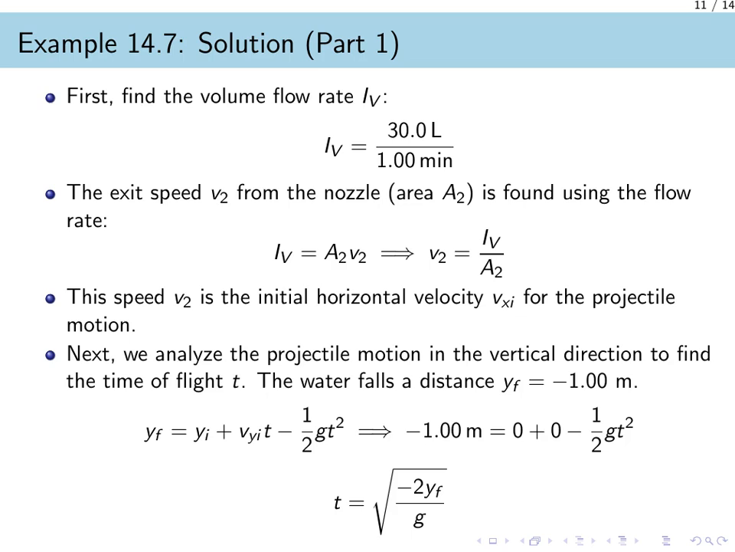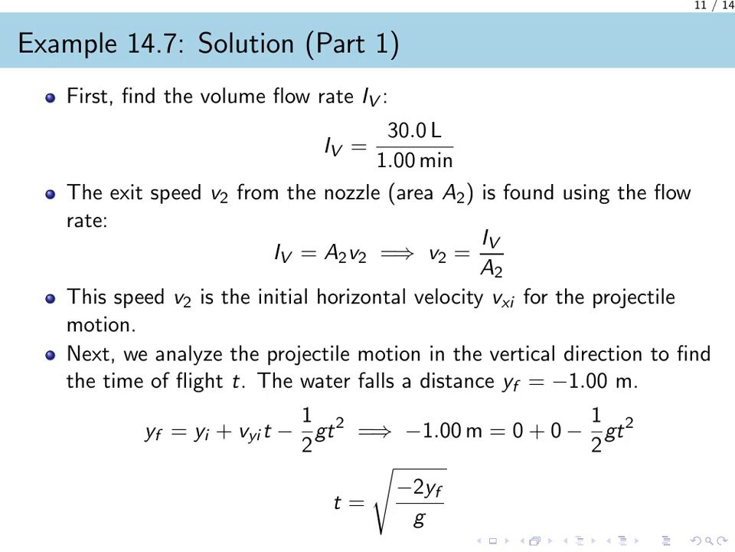Our first step is to find the volume flow rate, which we denote as I sub v. The problem states that 30.0 liters of water fill a bucket in 1 minute, and this gives us the flow rate directly. Next, we relate this flow rate to the speed of the water. The volume flow rate, I sub v, is also equal to the nozzle's cross-sectional area, A sub 2, multiplied by the water's exit speed, V sub 2. By rearranging this equation, we can solve for V sub 2.